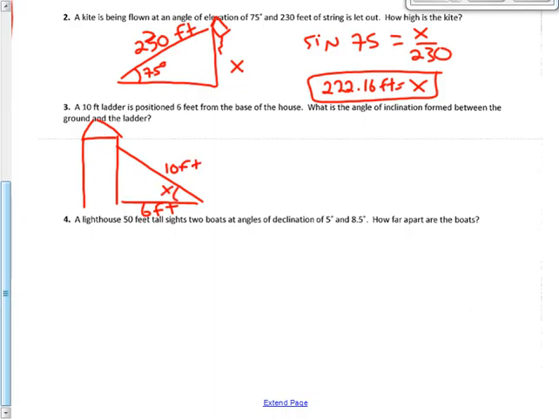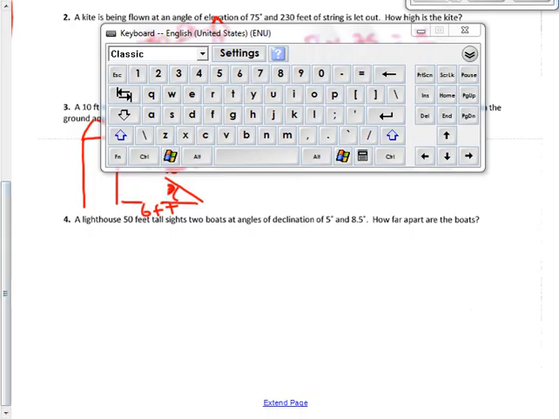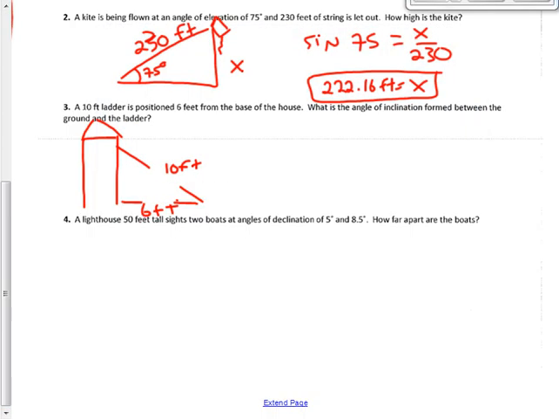And again, if you put x there, that's fine. Just because I'm dealing with an angle, I'm going to put theta there, just because that's what I do. So let me fix my triangle here, and then we can continue with the problem. Okay, so there we go.